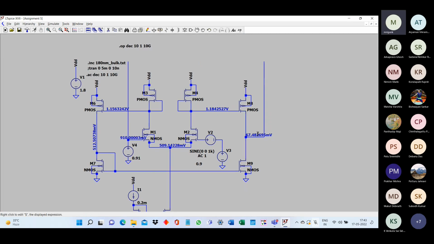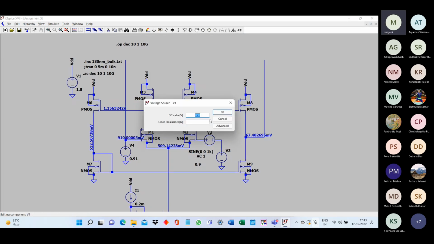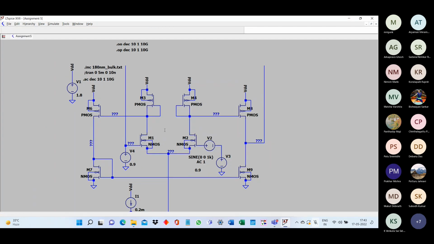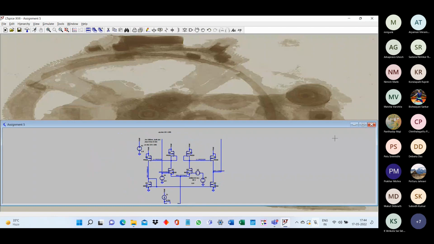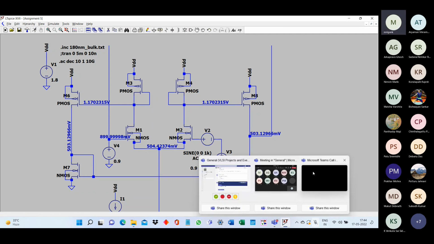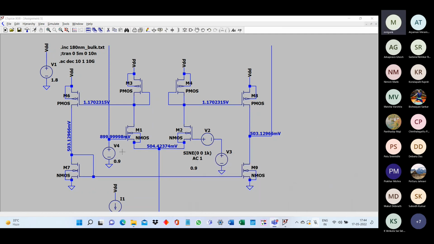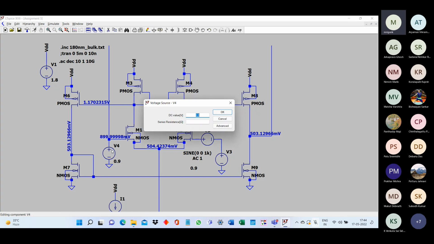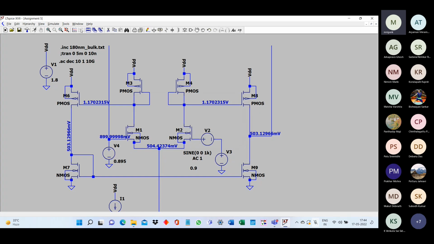Oh, so it went too high. So reduce it, make it 0.9. Again, still it is low. So maybe a little bit, we need to reduce it further. A little bit more. Remember that this technique that we are doing, iteratively finding out the DC bias, is just for the sake of our open loop analysis, nothing else.